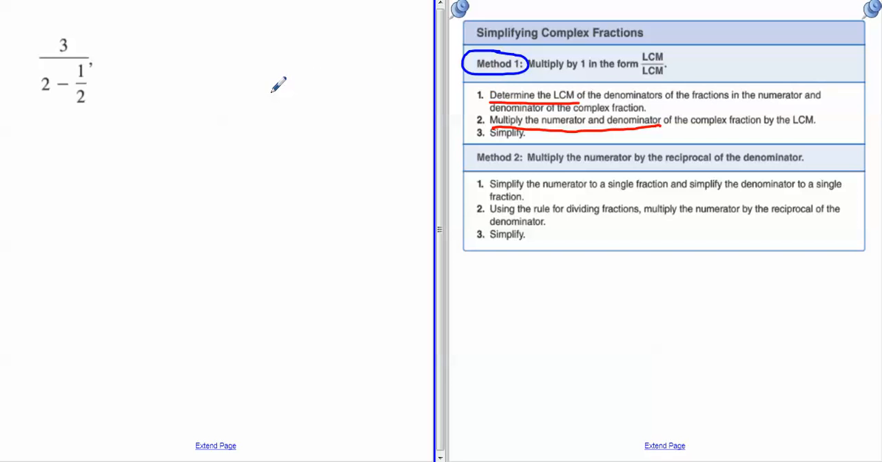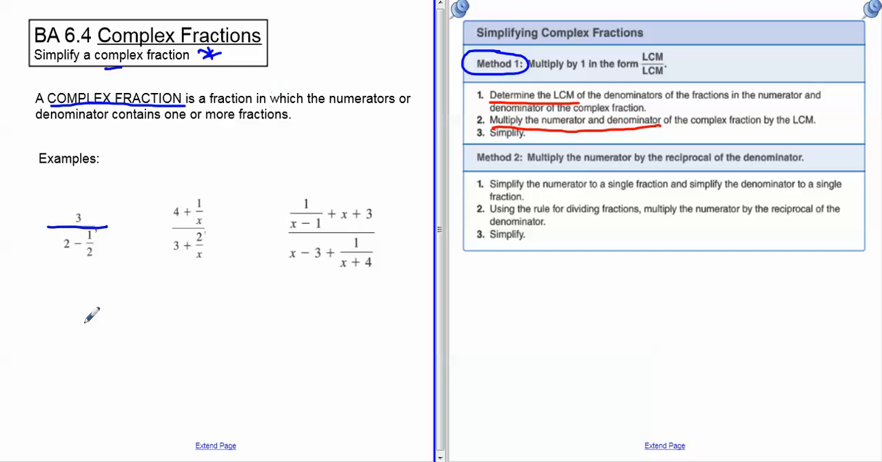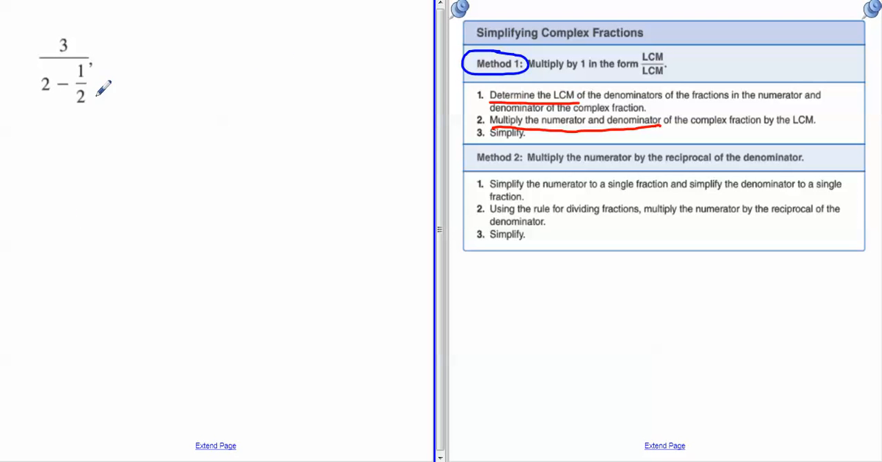So here is, in fact, that first example. Yes, right there. So here's our first example of a complex fraction, and I just moved it to the next page so we can take a look at that one. 3 over 2 minus 1/2. There it is. How would we simplify this? We've got to simplify it by getting rid of this fraction.